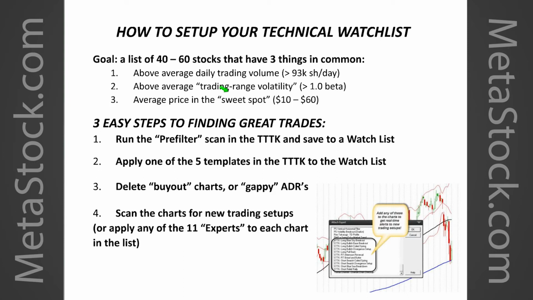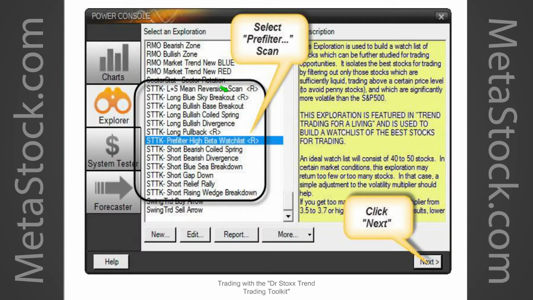You can also apply any one of the 11 expert advisories that come with a Trend Trading Toolkit to each of those charts. And once you have that on the chart, you'll get real-time alerts anytime one of the technical setups is registered on the chart. In those expert advisories, you're also going to get commentary that will tell you the exact entry price, where to set your stop loss, the best target exit, and that sort of thing. So a lot of good help there.